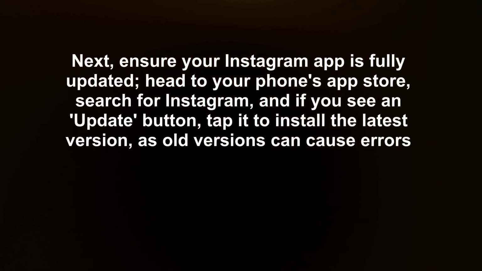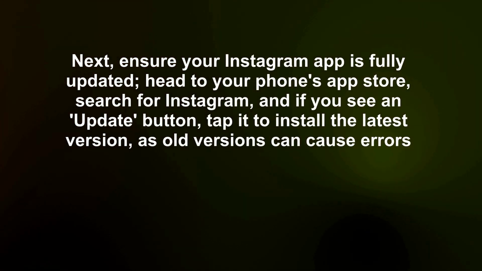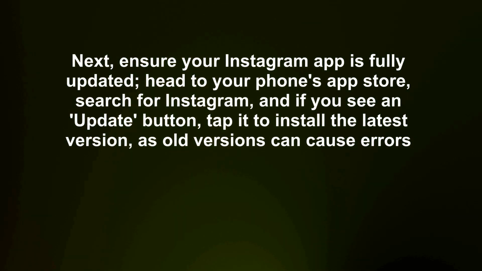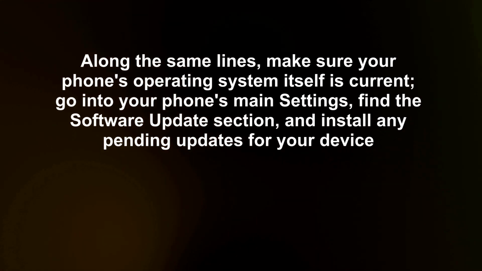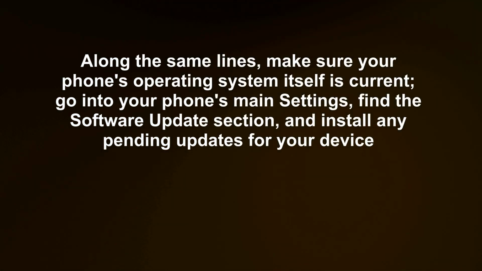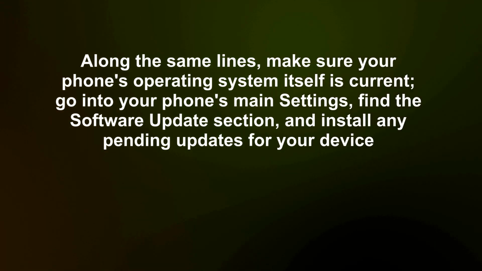Next, ensure your Instagram app is fully updated. Head to your phone's App Store, search for Instagram, and if you see an update button, tap it to install the latest version, as old versions can cause errors. Along the same lines, make sure your phone's operating system itself is current. Go into your phone's main settings, find the software update section, and install any pending updates for your device.